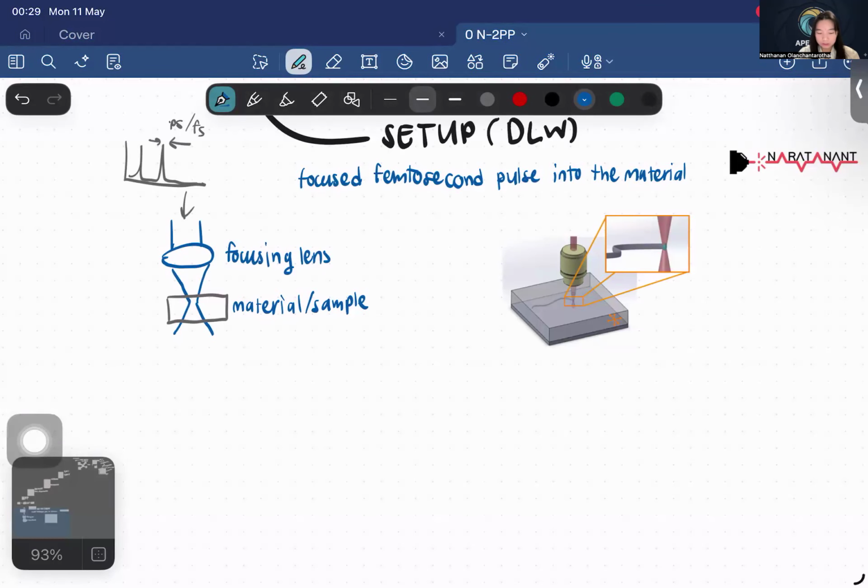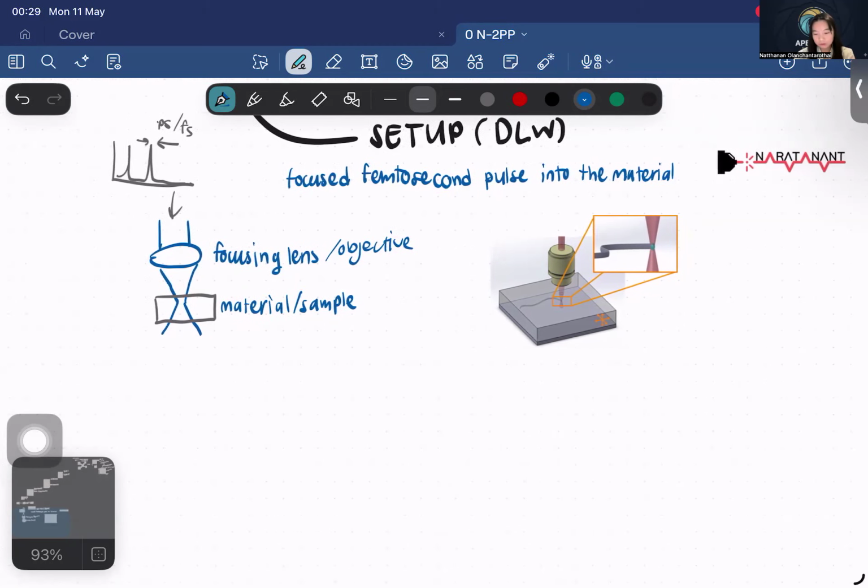So first, let's start. The setup is essentially focusing the femtosecond pulse into the material. The setup is quite simple in its minimum context. You have the pulse laser beam, and then you focus it with a focusing lens or an objective lens for even more focusing power into the material or the sample that you want to do the fabrication or the processing.